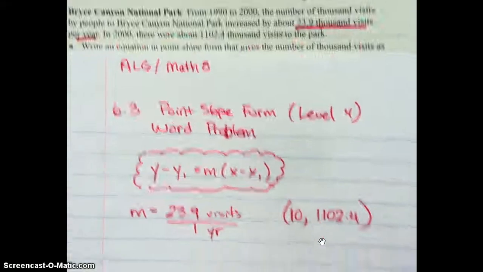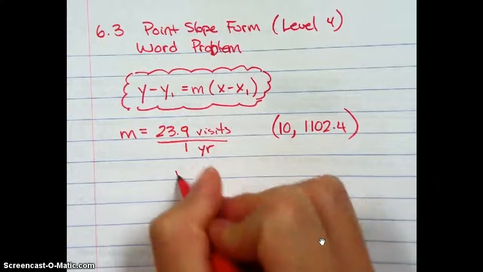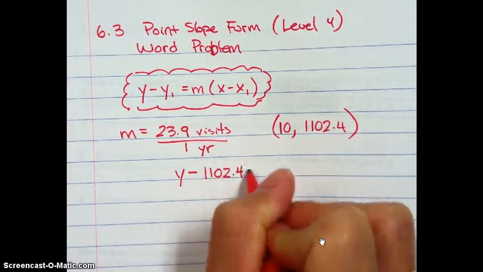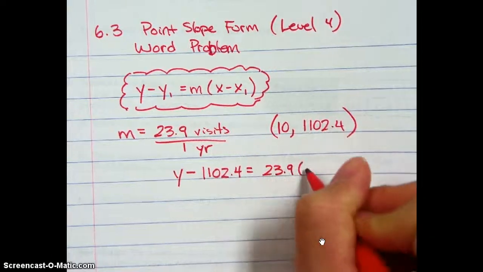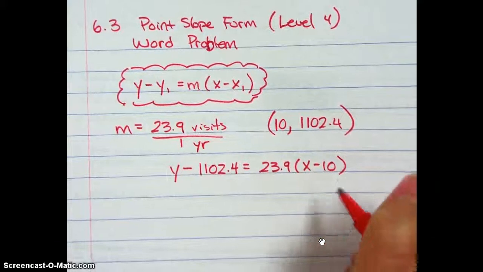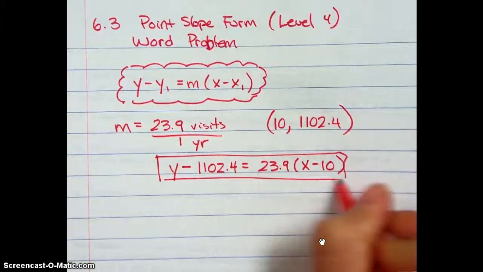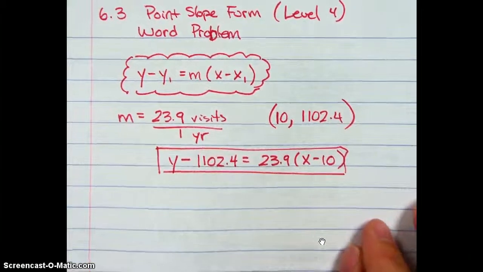The question might say, put it into point slope form. All right, so point slope form tells us to go y minus my y value equals my slope times quantity of x minus the x value, which is 10. Okay, so at this point, this is the answer as far as putting into point slope form. But let's make some sense out of all this.